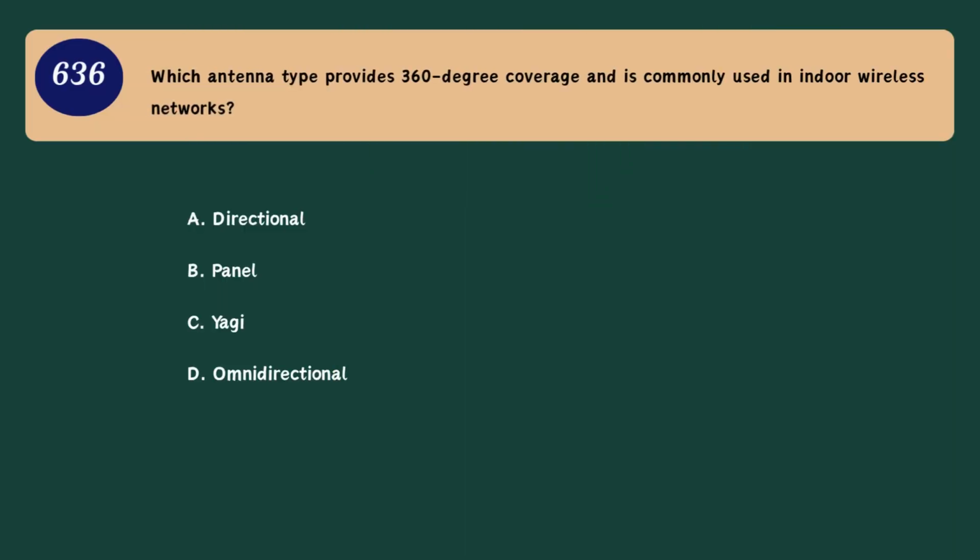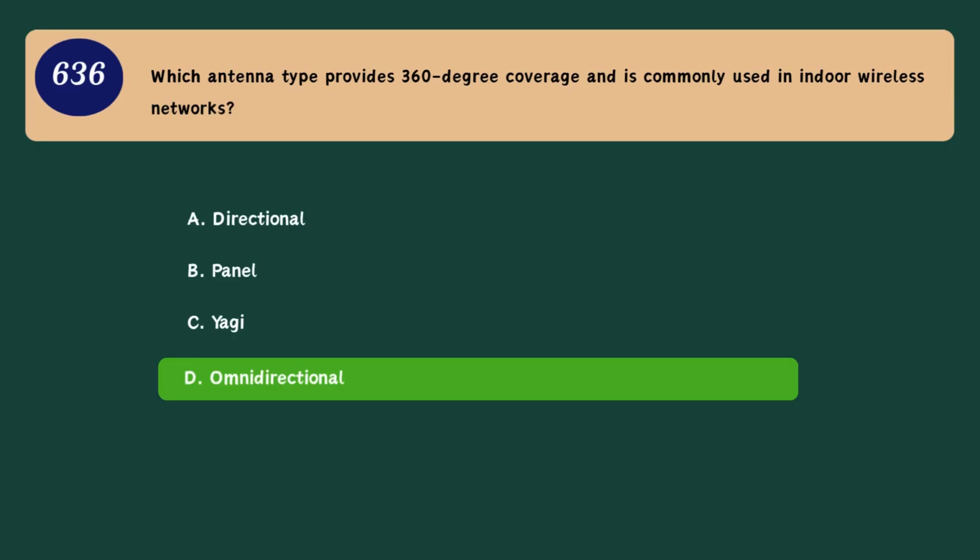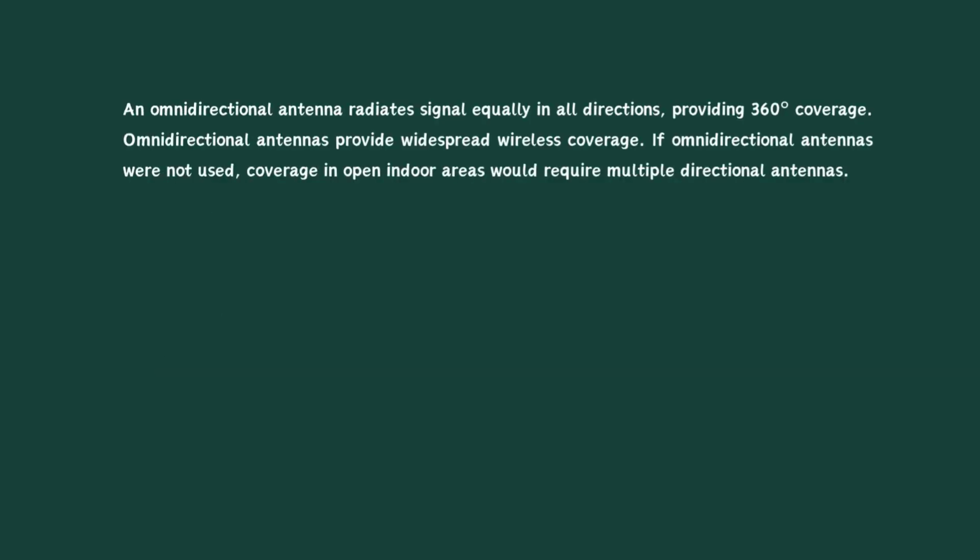Question 636. Which antenna type provides 360-degree coverage and is commonly used in indoor wireless networks? A. Directional. B. Panel. C. Yagi. D. Omnidirectional. Correct answer. D. Omnidirectional. An omnidirectional antenna radiates signal equally in all directions, providing 360-degree coverage. Omnidirectional antennas provide widespread wireless coverage. If omnidirectional antennas were not used, coverage in open indoor areas would require multiple directional antennas.